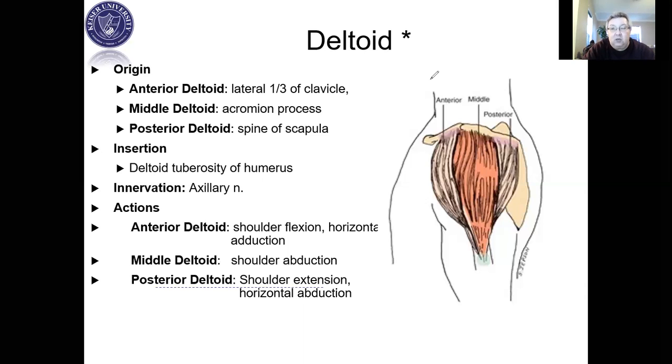You have got to know the origin of each of these parts of the deltoid. Thankfully, there's only one insertion, the deltoid tuberosity. And you got to remember that the deltoid muscle is innervated by the axillary nerve. Okay, so that is everything on the deltoid.